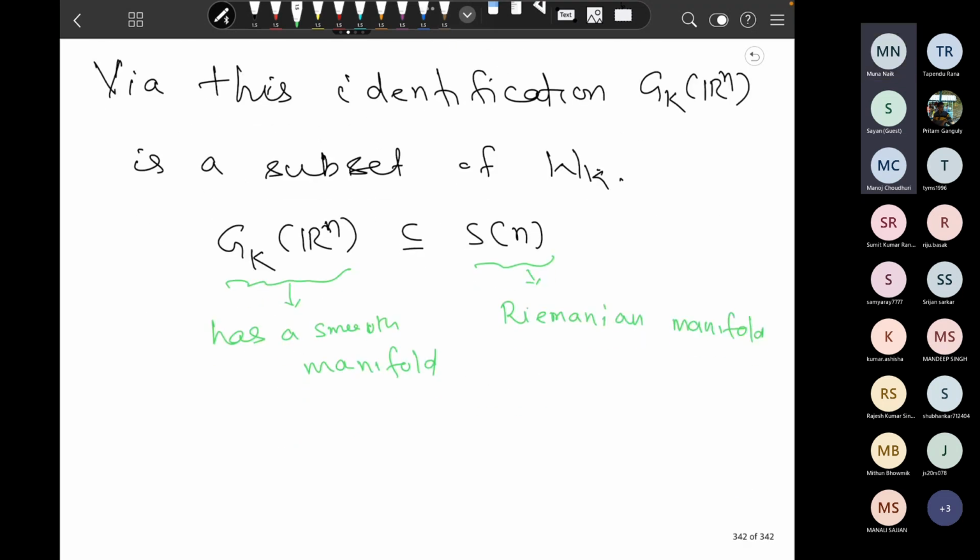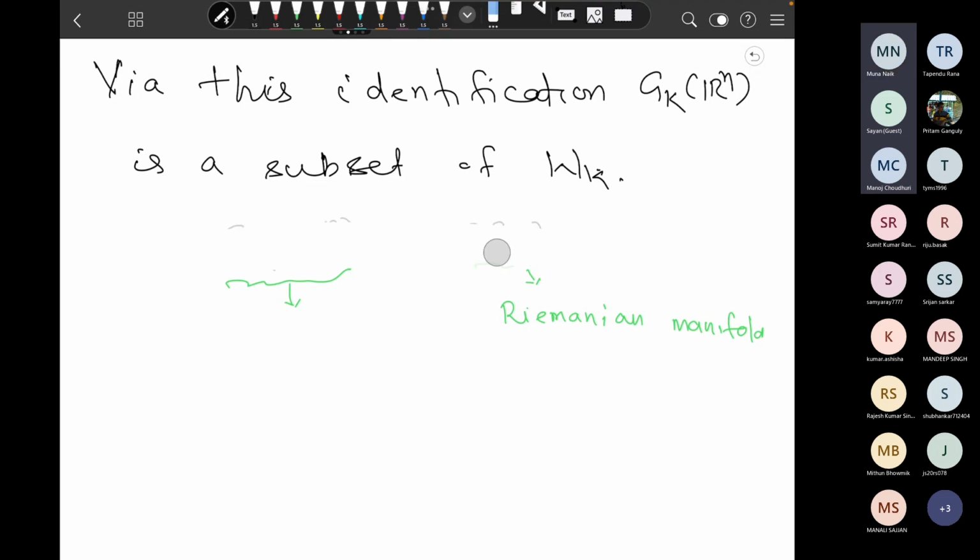SN is a smooth manifold, and GKRN has a smooth manifold structure. We are not sure whether this GKRN is a submanifold of Sn or not. This is a problem, so we have to first prove that. If you can show that GKRN is a submanifold of Sn, then, as I have explained, you can immediately conclude that GKRN is a Riemannian manifold. So this is the problem.